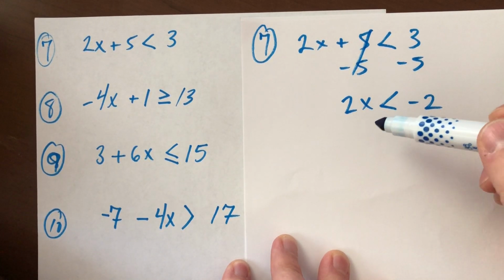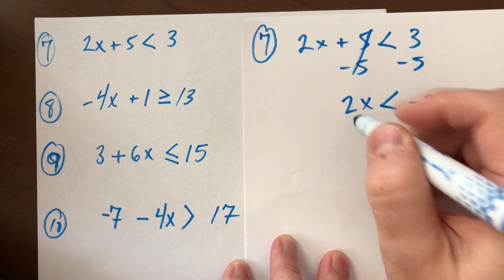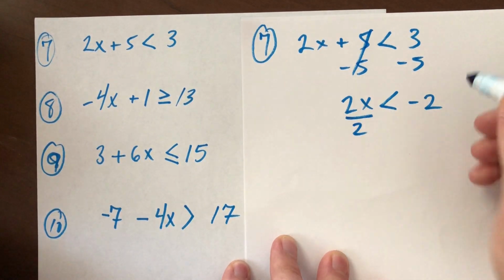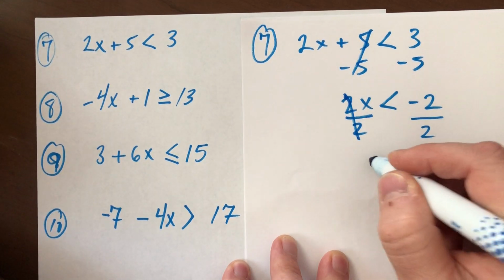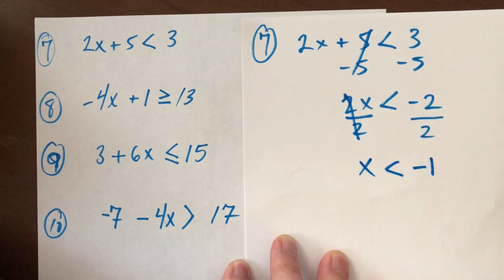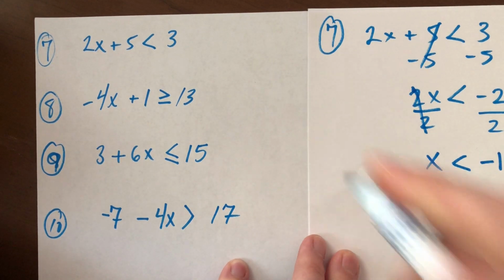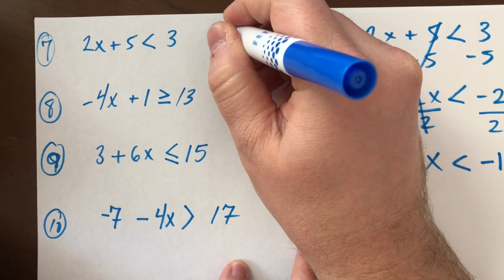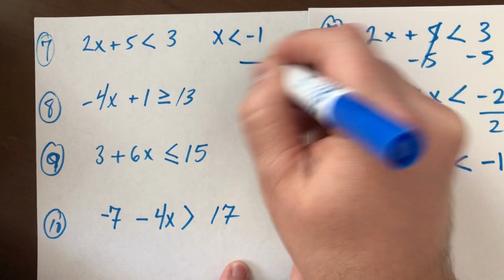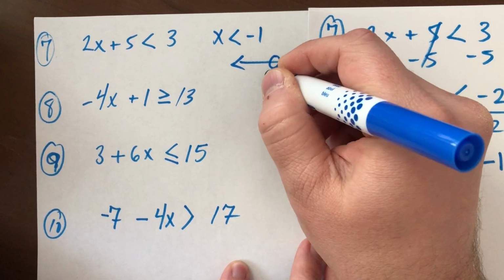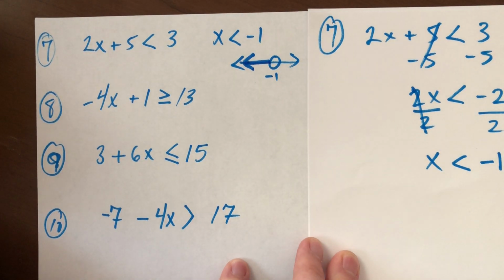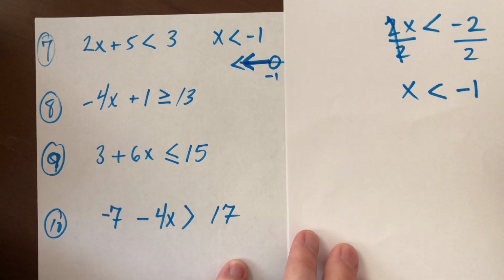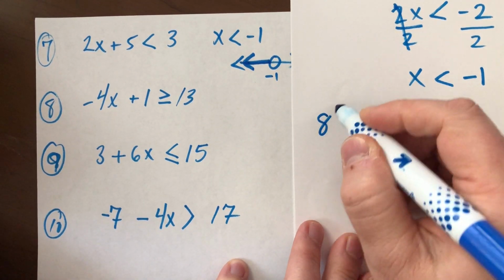So now I've got the 2x left over, and I'm going to be dividing by this 2. Is that negative? No. So we don't flip the sign. It doesn't matter that that's negative over there. It matters that this is negative. So I get x is less than -1. So with x less than -1, when we go to graph it, we've got an open circle at -1, and we go whoosh, right? All right. Don't hate number 8.